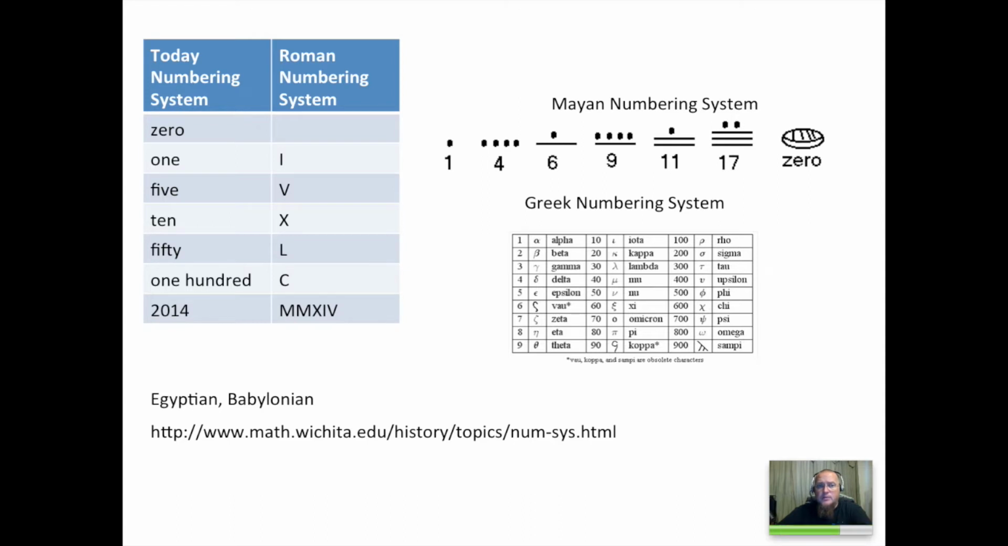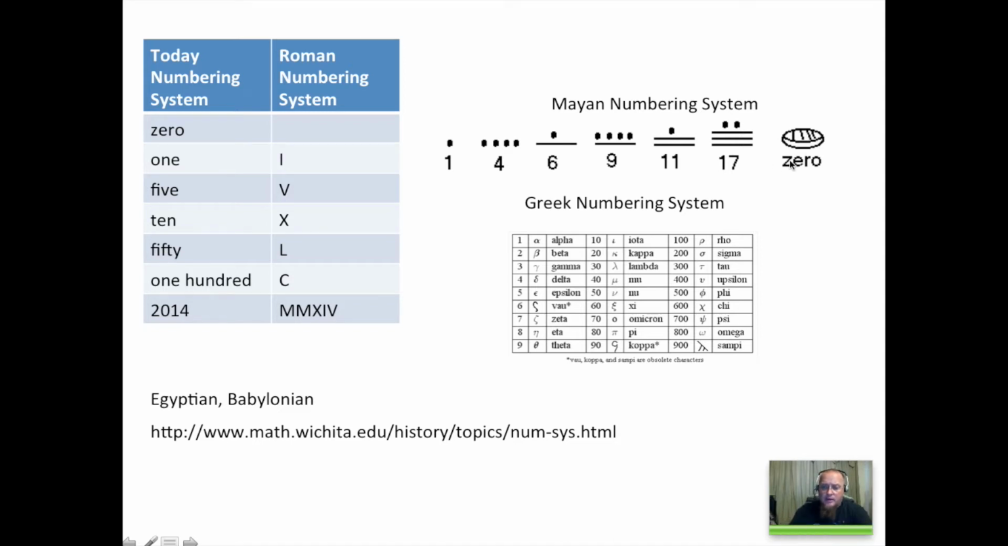As you can see, the Roman numbering system uses a series of I's, V's, X's, L's, and C's. They never really had a zero or a numerical representation of zero. Same thing with the Greeks and the Egyptian and Babylonian numbering systems. They never had a real way of expressing zero. It wasn't until the Mayan numbering system that they actually had a value for zero.